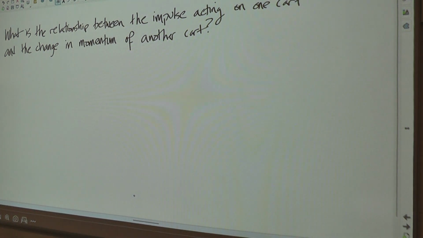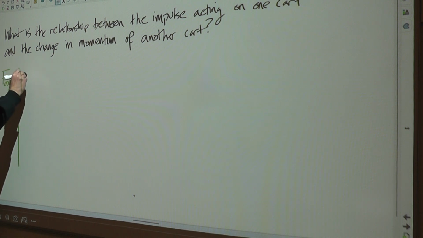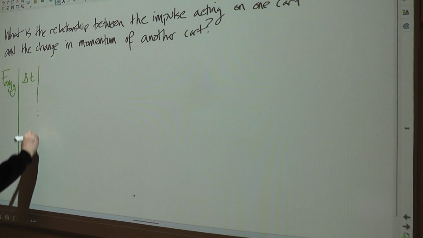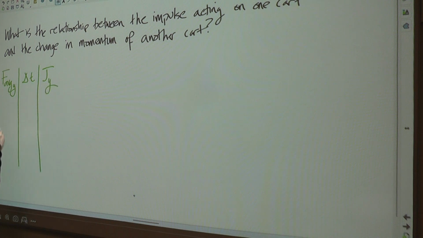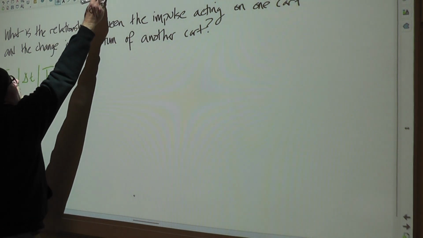So that's a great point, which is that there's a lot of mathematical stuff that could potentially go into this. If we wanted to just investigate the hypothesis that I proposed, though, what we would need to do is find the impulse on one of these carts, like the yellow cart. To do that, we would need to know the average force acting on that yellow cart and the amount of time over which that average force occurred. That would allow us to determine the impulse acting on that yellow cart.